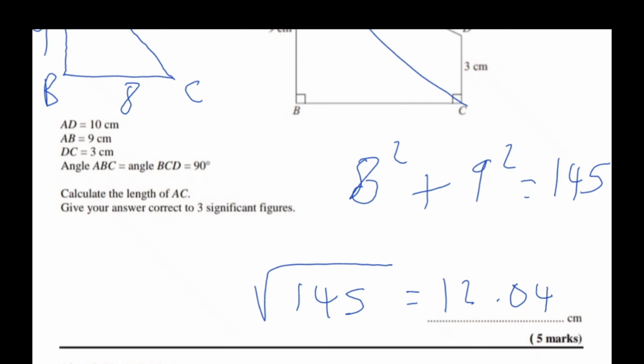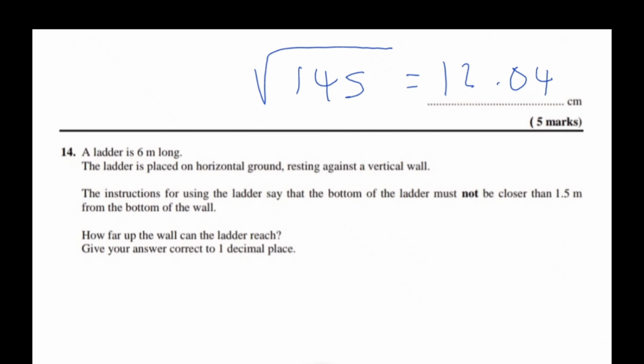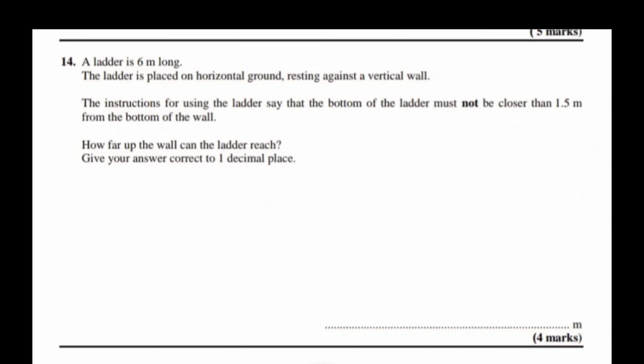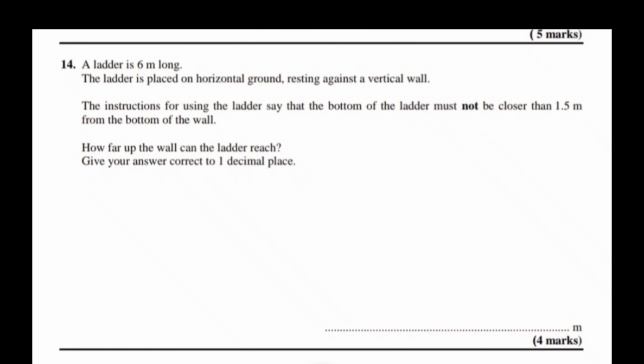Okay, let's move on to a final example of a question which doesn't involve any diagram, any shapes. We have to visualize this ourselves and draw it out to understand it. It says the ladder is 6 meters long. The ladder is placed on a horizontal ground resting against a vertical wall. So you guys need to imagine a ladder that's resting on a wall, and the length of the ladder is 6 meters long, and the ladder must not be closer than 1.5 meters from the bottom of the wall.